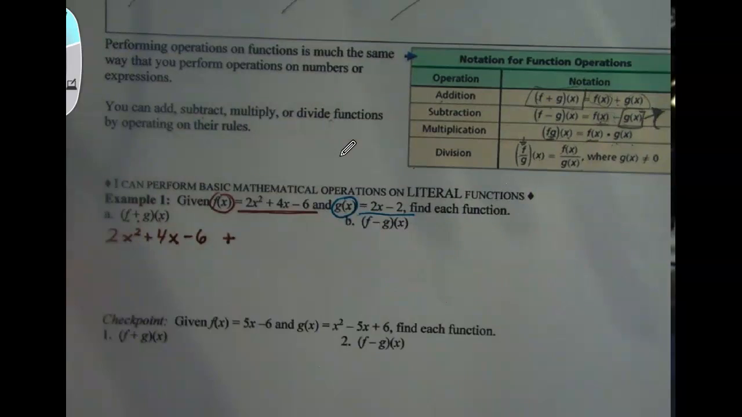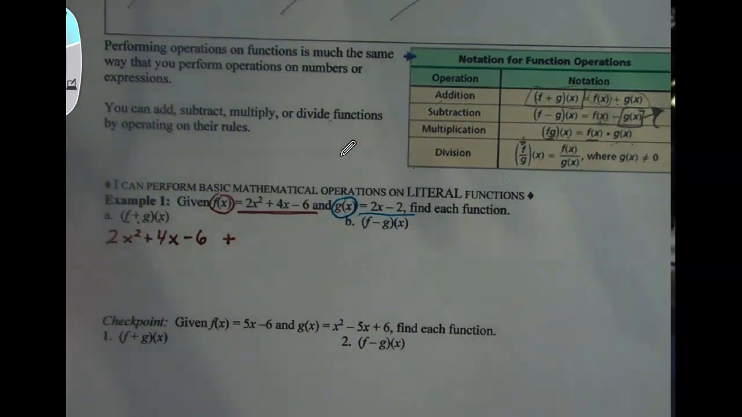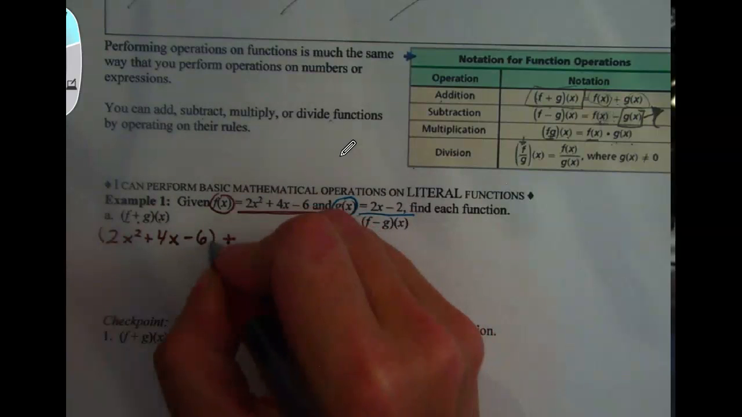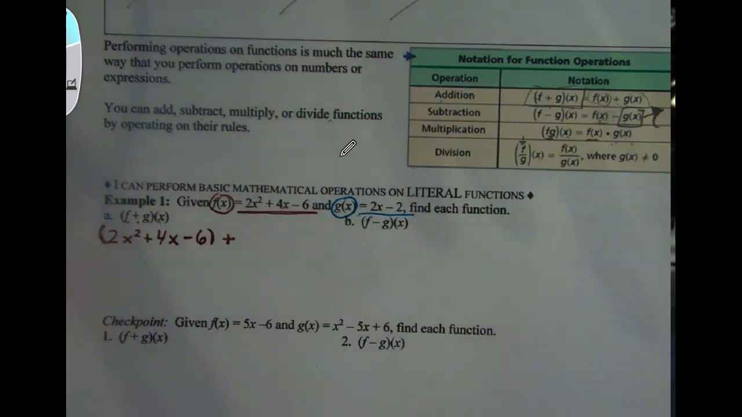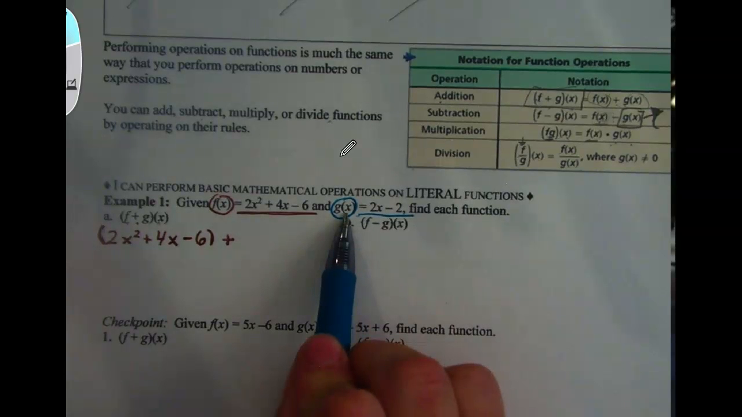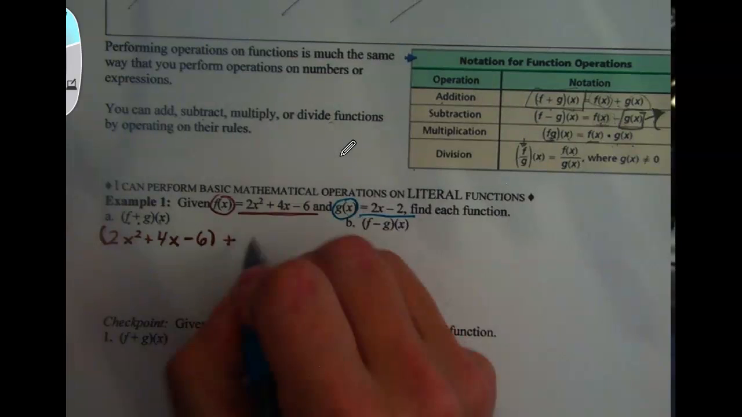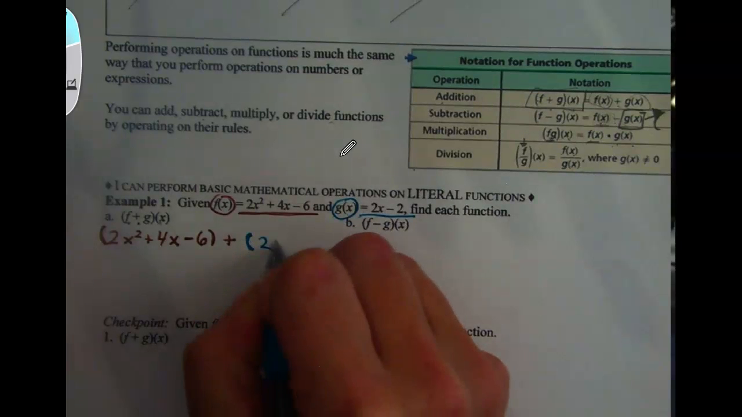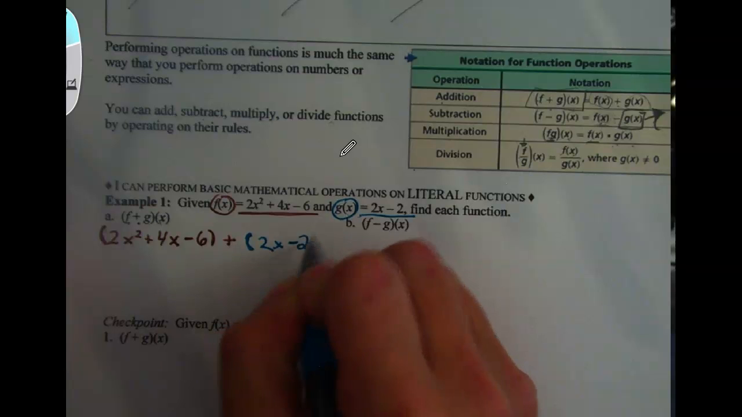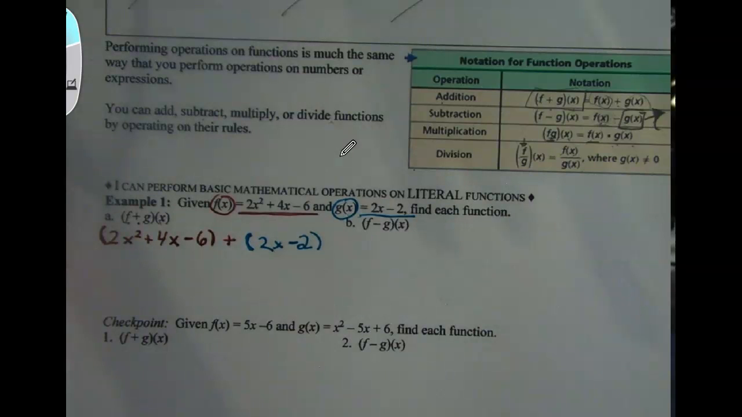And with addition, you don't have to put parentheses, but with all of these operations, what it really wants us to do is take this whole entire function. So I'm putting parentheses just because you will need them with other operations. And then we're going to add, and the second one is our g of x. So our g of x is right here. I'm going to put a parenthesis, 2x minus 2. And as we know with addition, we can just start combining like terms right away. There's nothing else we have to do.